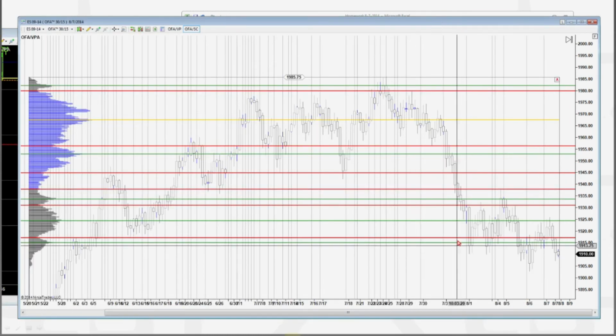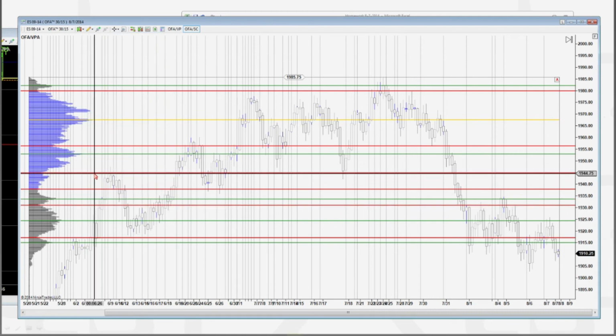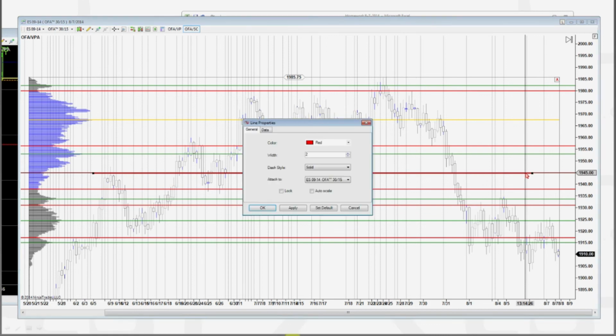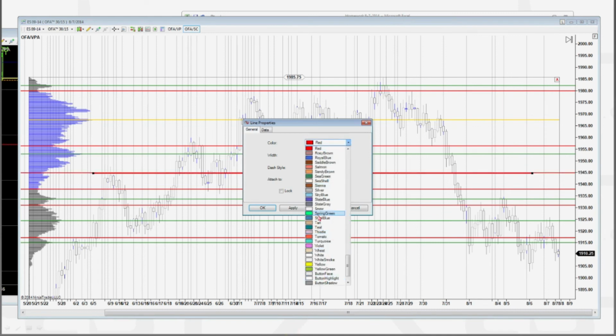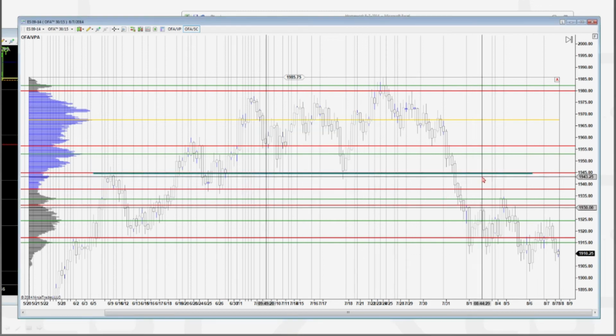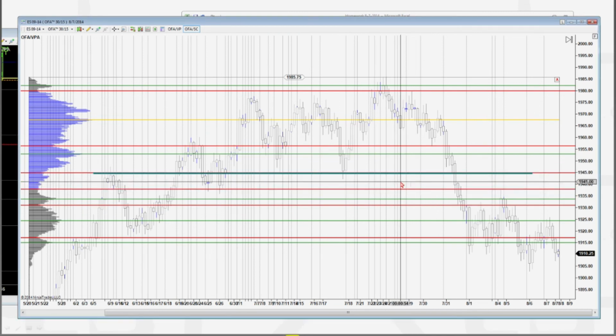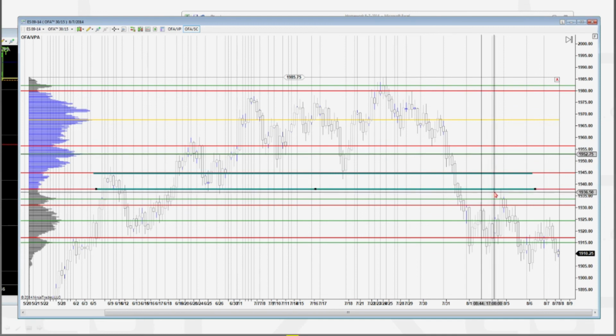So can you see how I'm using the overall swings? I have a really clear level between, I'll just do it this way. I have a really clear level, make this a different color, between those low volume areas right there.